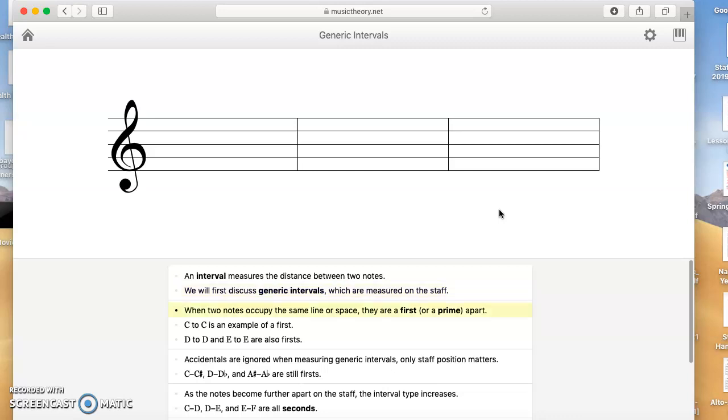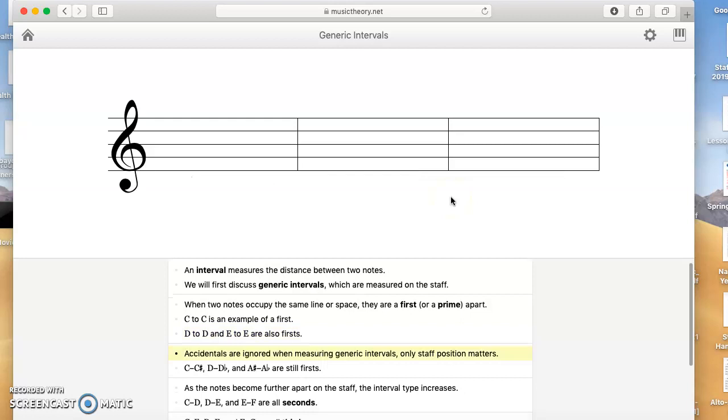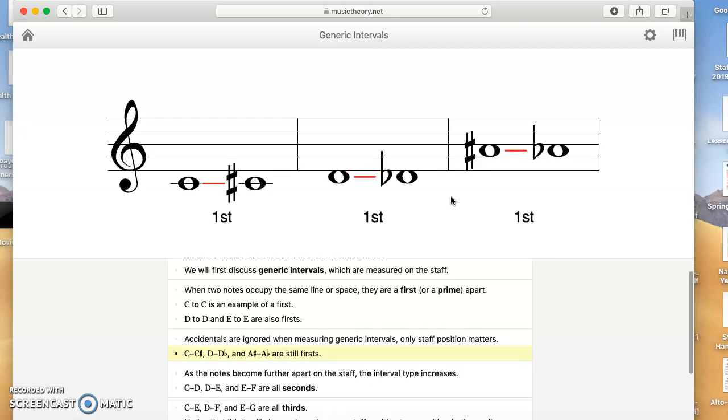When two notes occupy the same line or space, they are a first, and it looks like this. They're the same line, there's the same space, there's the same line, okay? Accidentals are ignored when measuring generic intervals. Only staff position matters. So this is still a first if we're talking about generic. Okay, this is still a first. In reality, this has a different name, but generically it doesn't.